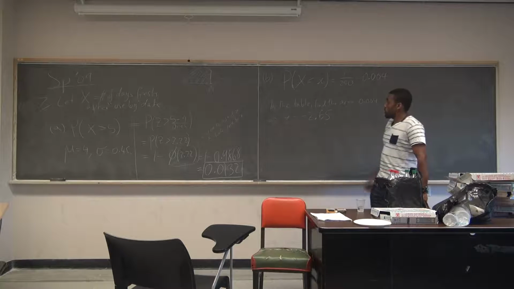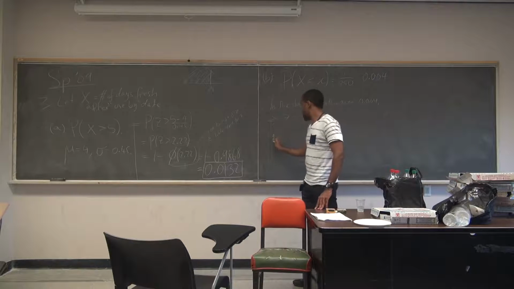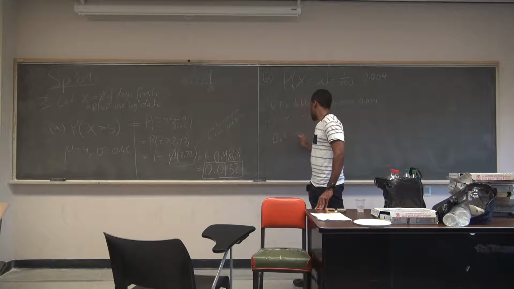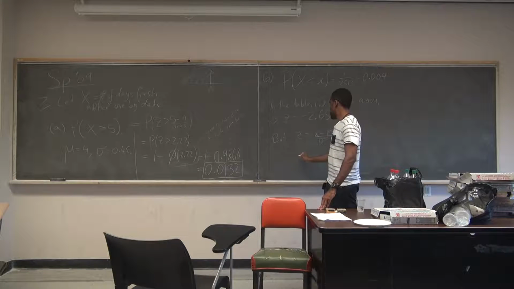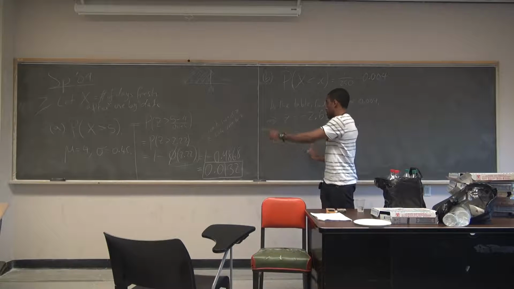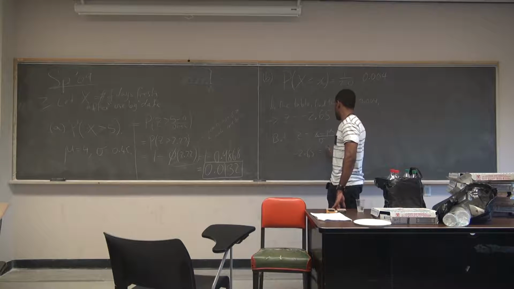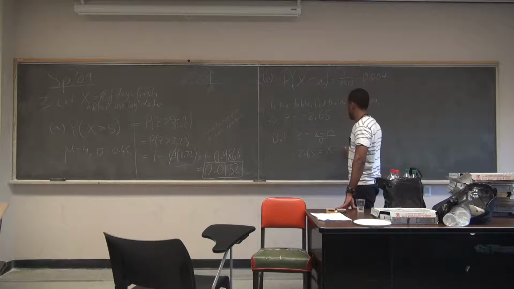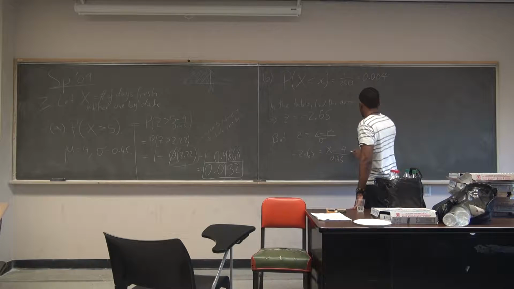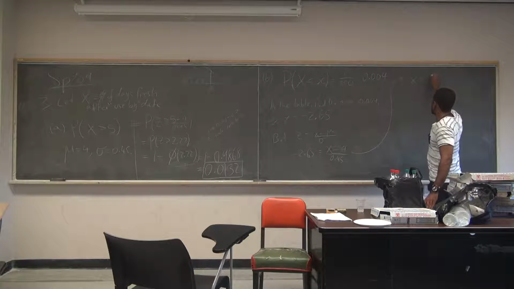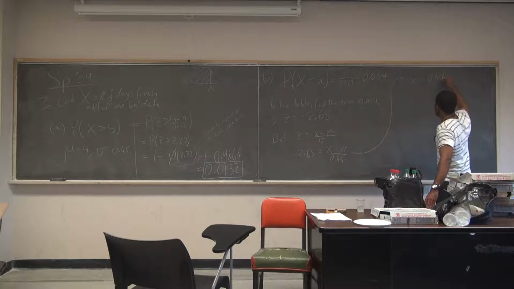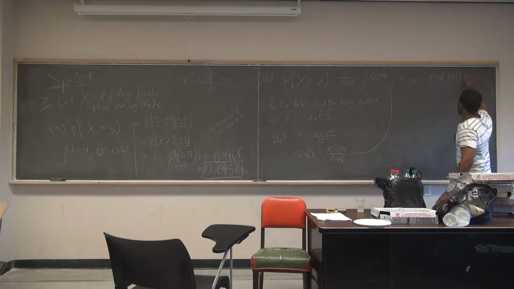Okay, so I know Z is equal to this, but we also know that Z is equal to X minus mu over sigma. And we use the same mu and sigma as before. Yeah, it's the same question. So minus 2.65 equals X minus 4 over 0.45. So this would mean the X value that we're looking for is going to be 0.45 times minus 2.65 plus 4.